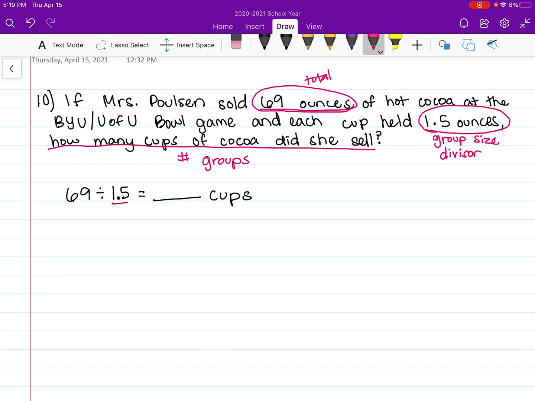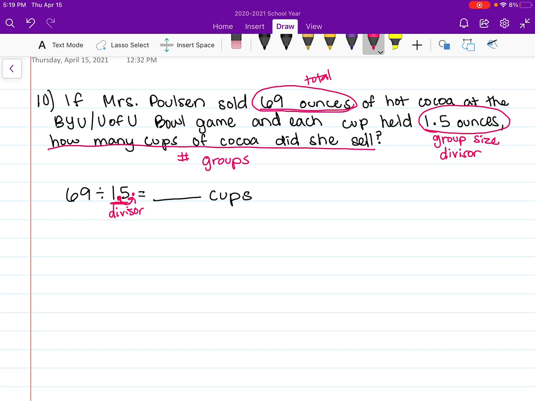the first thing I'm going to do when I'm dividing with decimals is I want to make sure my divisor, which is the second number, does not have a decimal. So I'm going to take that decimal and move it one place value to the right. That way I have 15. If I do that to my divisor, I have to do that to my dividend. But wait, there's no number in my dividend or my total. What do I do? I just have 69.